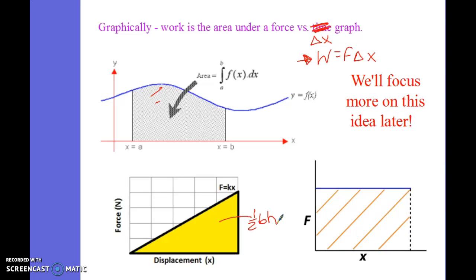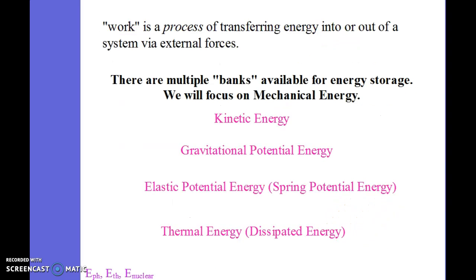Now, work is a transfer of energy. It's a process of moving energy into or out of a system via external forces. So, all that means friction is not an external force, because in most cases you include the ground in your system. You include the earth in your system, in which case the earth is providing your gravitational force.